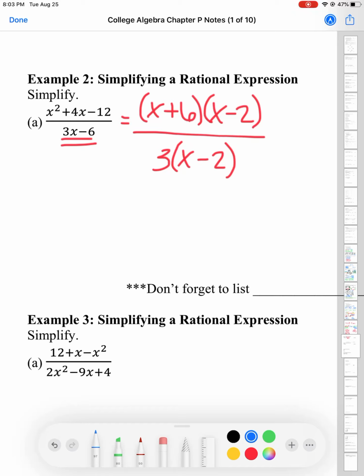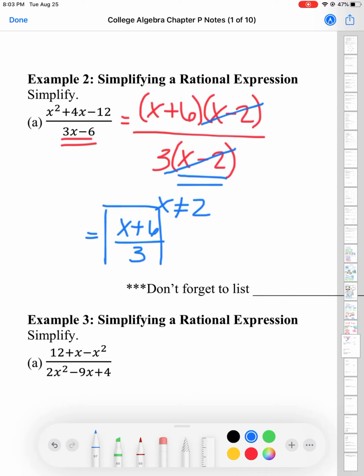Now, before we start dividing out, we want to state excluded values. So remember, x cannot be 2. Since we have an x minus 2 factor in the denominator and an x minus 2 factor in the numerator, we can reduce, and our final answer is x plus 6 over 3. X cannot equal 2.